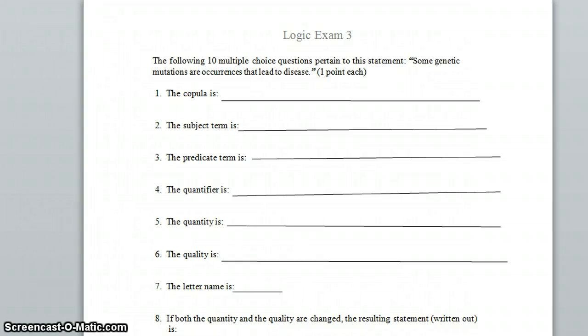Hi, I just want to do a quick review of Exam 3, which is available for download if you look under Course Content under Chapter 5. So basically, here's what we've got. The first set of questions just involve one statement where you're going to have to identify the copula, subject term, predicate term, and you need to write those out.